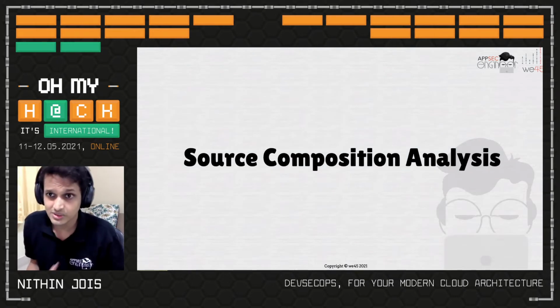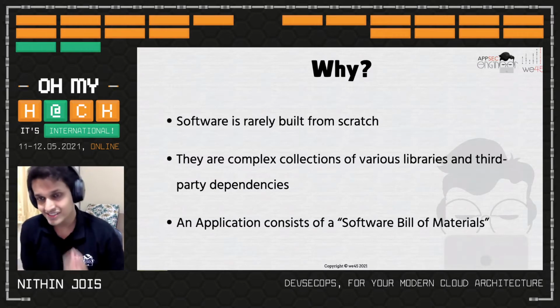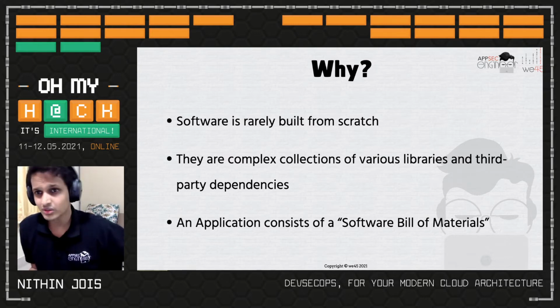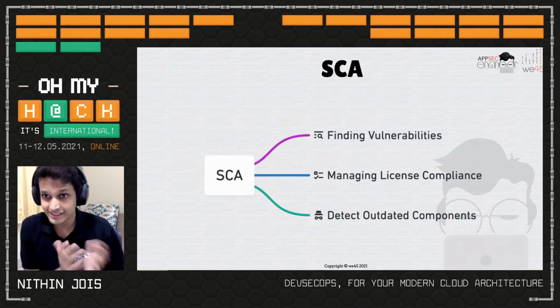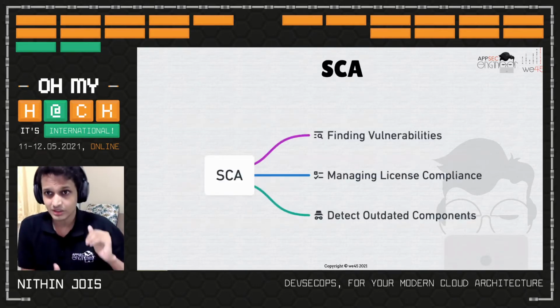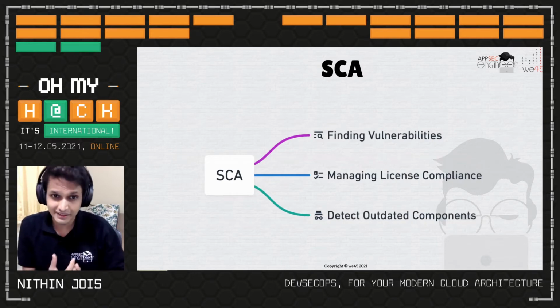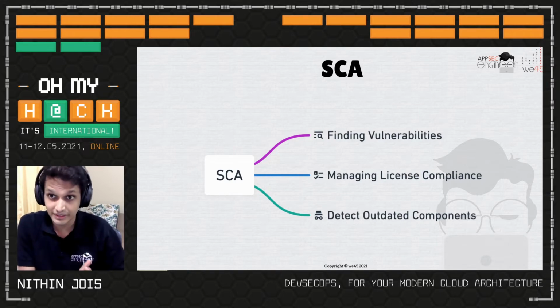Then we have software composition analysis, right? Because any application that you are going to be using, it's not going to be built from scratch. So you are going to be using a combination of multiple open source third-party dependencies and libraries, and you want to ensure that they are going to be secure in themselves, right? So your software composition analysis is going to be critical for finding vulnerabilities. It's going to be for maintaining license compliance. It's going to be extremely critical.